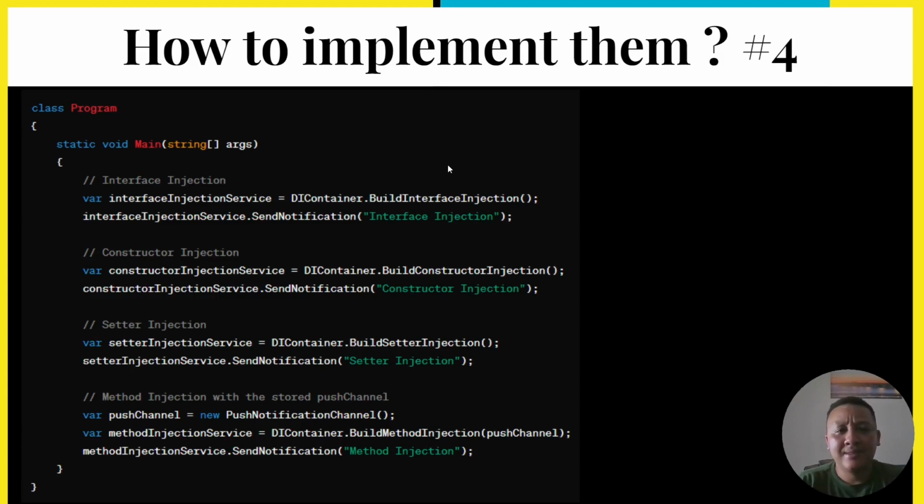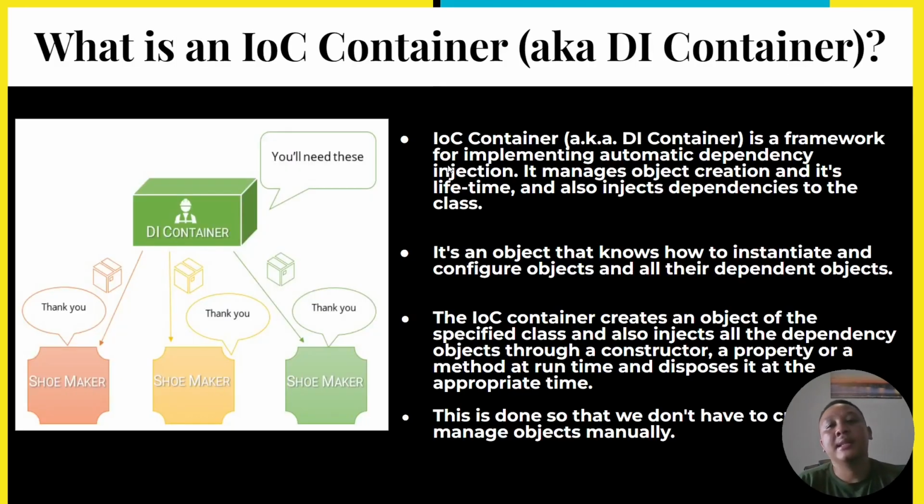So let's dive into what a DI container actually is. I want to direct your attention to this image here on the left hand side quickly. And this is actually what a container does underneath. So here we have three different types of shoemakers, and you can think of these as services. So these are the different services.